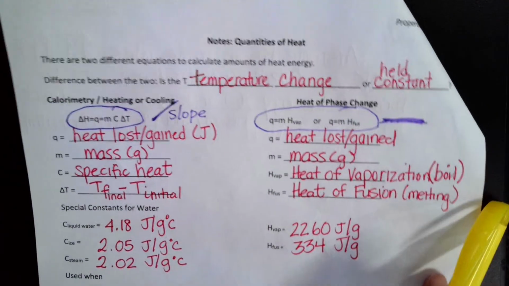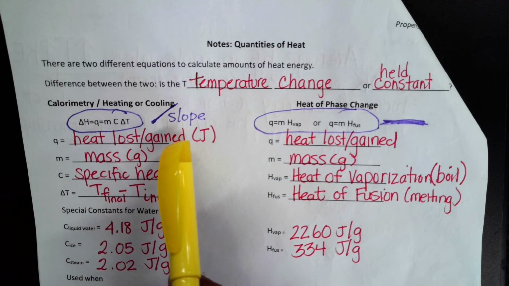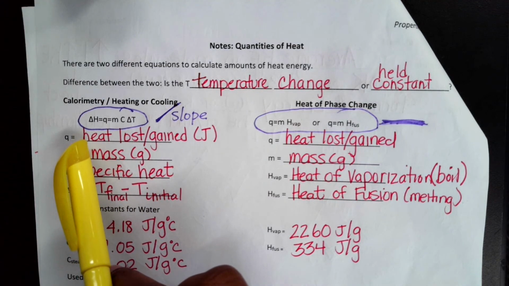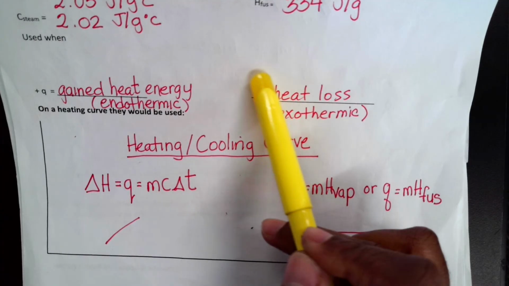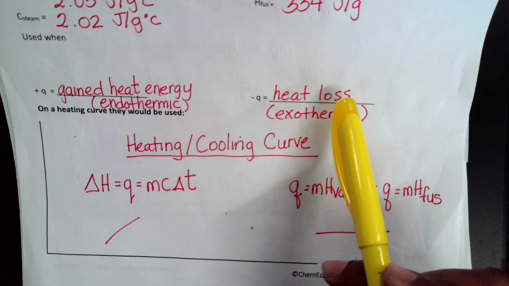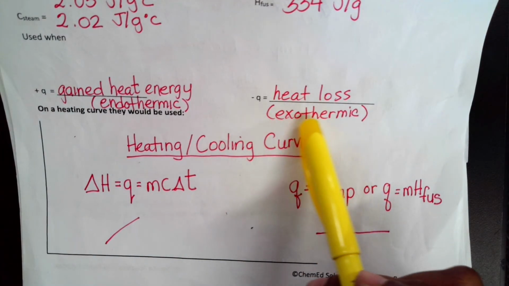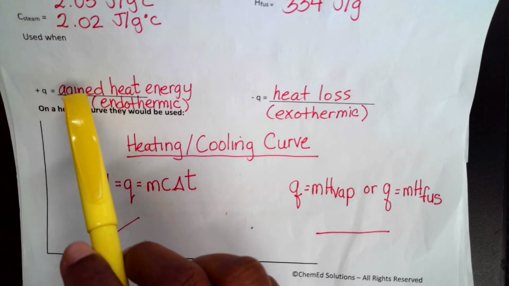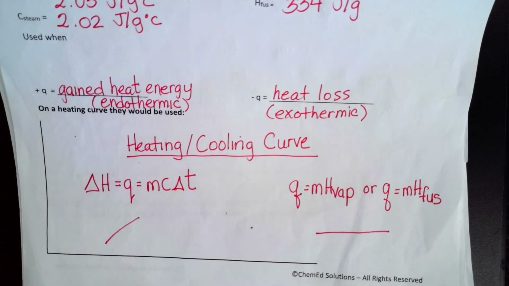So this is all about heat. If you look at Q, it's heat lost or gained, and you're going to use this formula to calculate heat. If Q is negative, that means heat is lost. It's an exothermic reaction. Heat is exiting. If Q, when you plug in the numbers, ends up being positive, that means heat was absorbed or gained, and that's what we call an endothermic reaction.